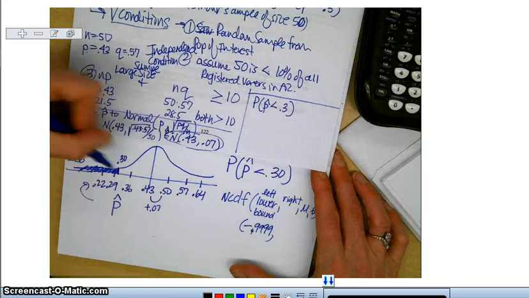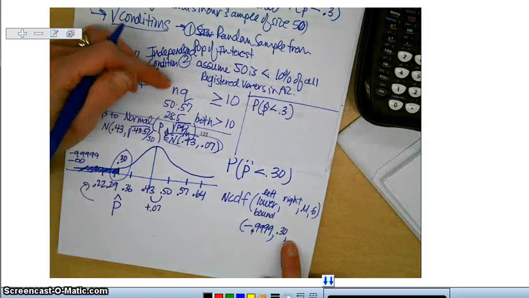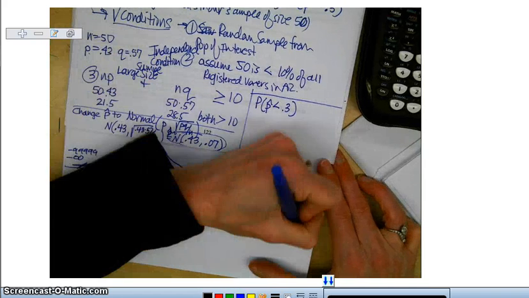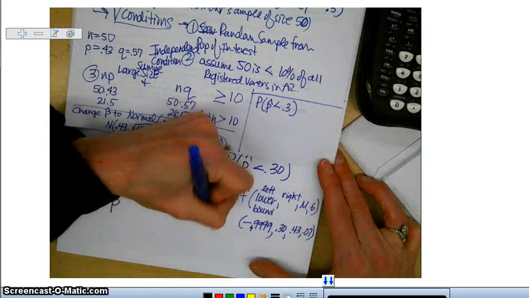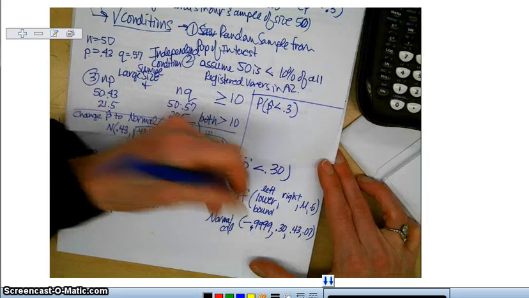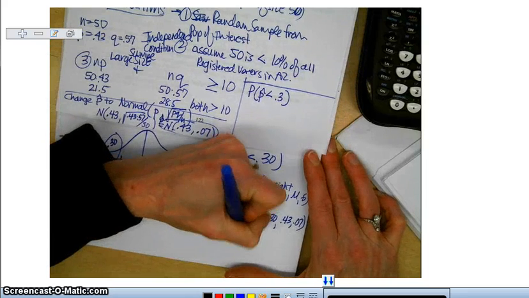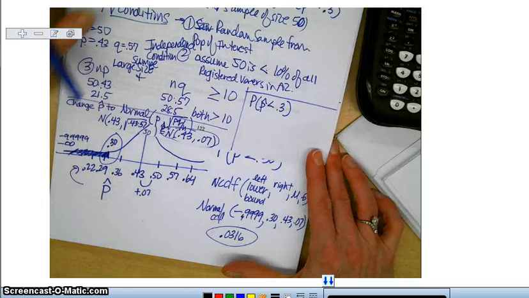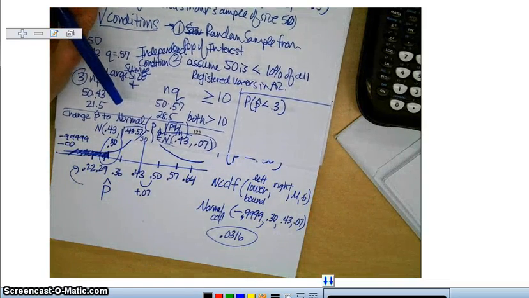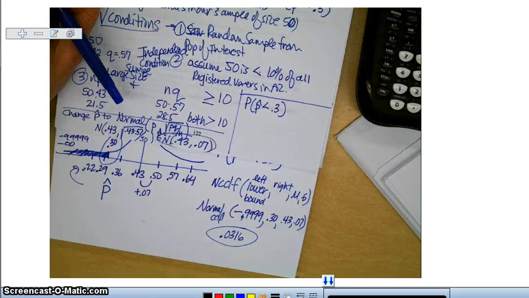And then what is the upper bound? 0.30. What was your mean? 0.43, and the standard deviation? 0.07. So you've got normal CDF, and you've done that, and what do you get? 0.0316. Okay, that means 3% of the time you're going to get fewer than 30% Democrats, knowing that there are 43% Democrats in Arizona.